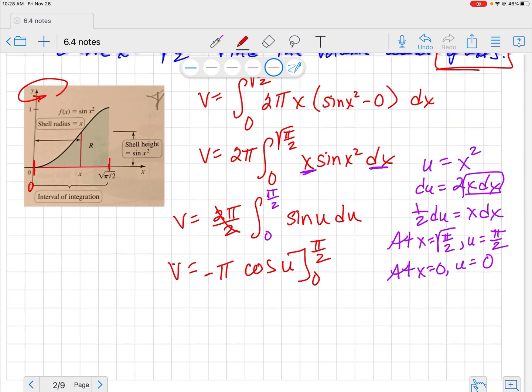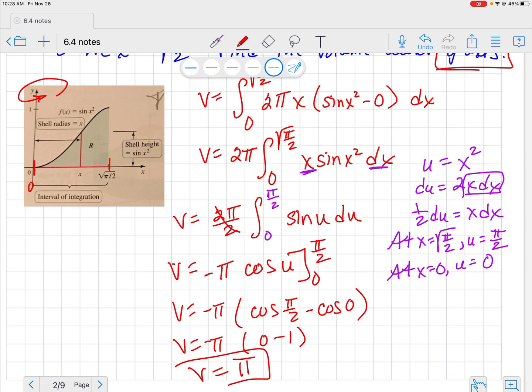Now I'll leave that negative pi in front because I don't really want to mess with it. So negative pi, and I've got the cosine of pi over 2 minus the cosine of 0. What's the cosine of pi over 2? 0. What's the cosine of 0? 1. So a negative times a negative is just going to be a pi. Sweet, right? Yeah, it is. Nice.